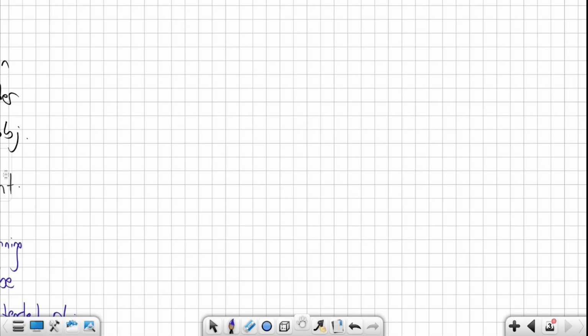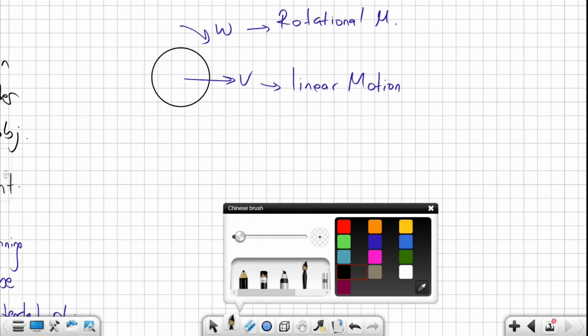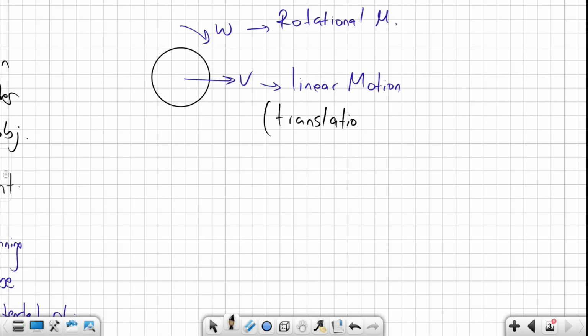Let's have a ball that is rolling toward a goal or rolling down an incline. It is rotating and moving in a straight line at the same time. Because of this one, it has rotational motion. Because of the linear speed, it has linear motion. When an object is rolling and it has linear motion, we call the linear motion of a rolling object translational motion. So translational motion is the linear motion of a rotating object.